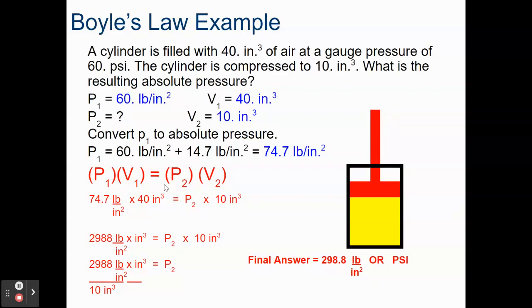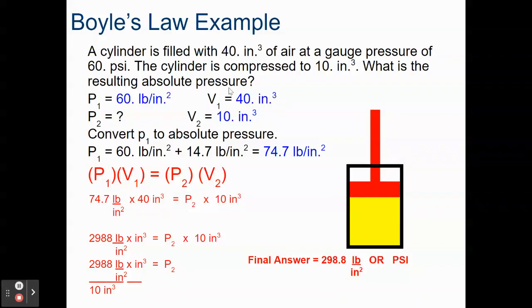Okie dokie, let's read through this. A cylinder is filled with 40 cubic inches of air at gauge pressure of 60 psi. The cylinder is compressed to 10 cubic inches. What is the resulting absolute pressure? So what I love to do with these is I write down what I know and what I don't know, including all of my units. My initial pressure was 60 psi, or 60 pounds per square inch. My final pressure, look, what is the resulting absolute pressure? I don't know that, so question mark.